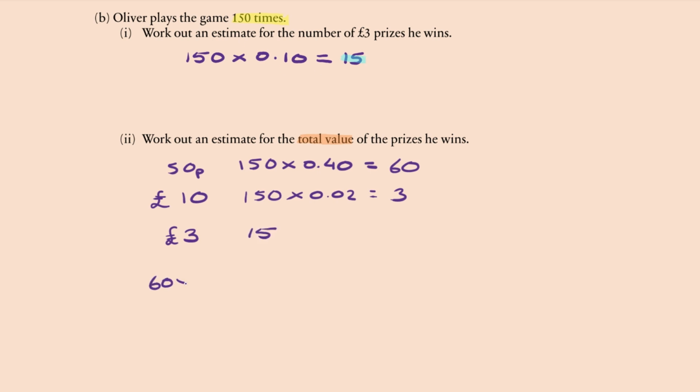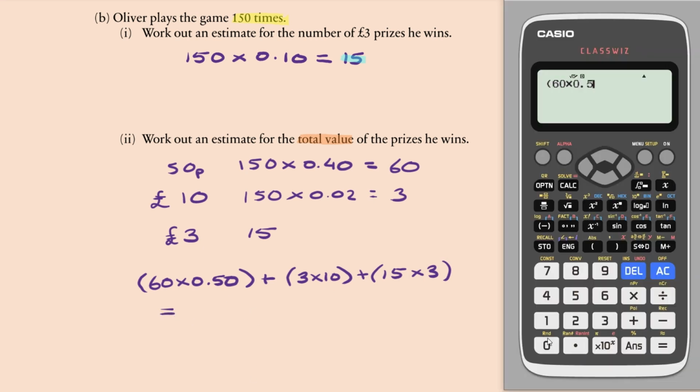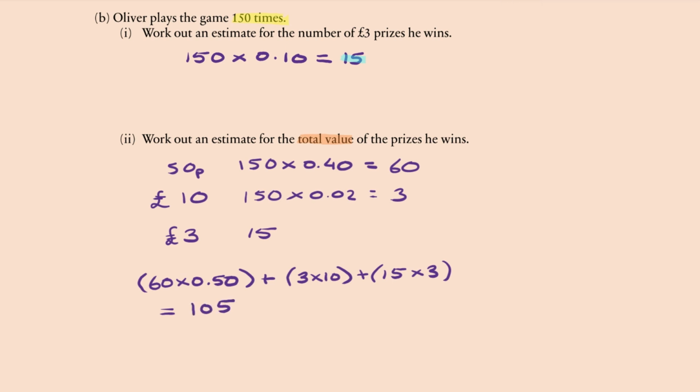Now we have the estimate for the number of prizes for each prize. We now need to multiply that by the prize value and add them all together to get the total value. 60 times 50p plus 3 times £10 plus 15 times £3 gives us £105.